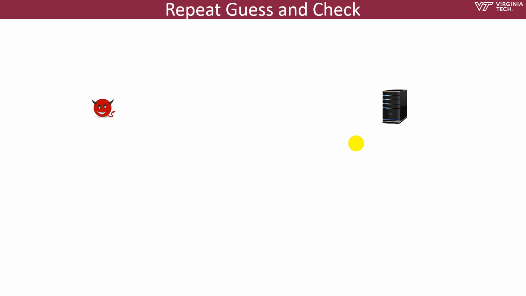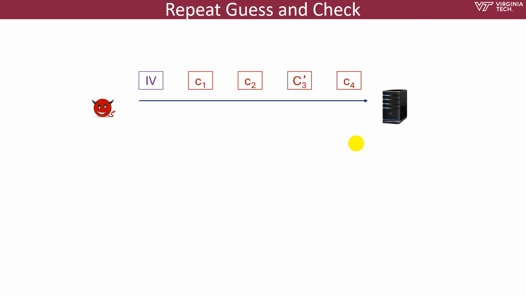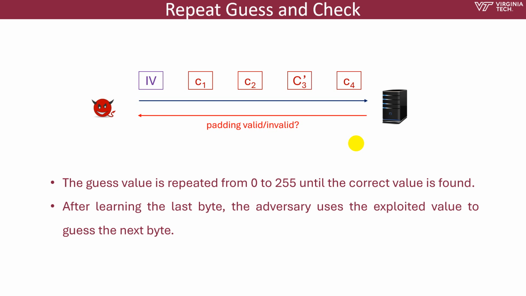Following the description above, the adversary now sends a modified ciphertext to the web server. Then the web server will return a reply back to the adversary to let him know whether the padding is valid or not. And this process is repeated again and again for every guess value from 0 to 255 until the correct value is found.